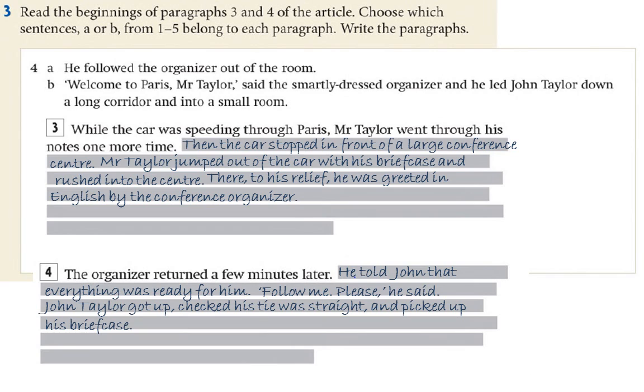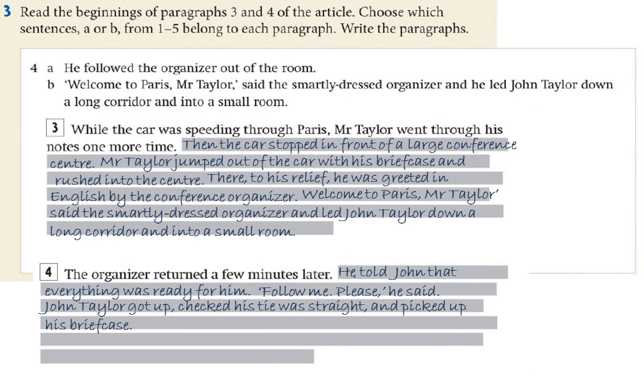And the second sentence, which is: Welcome to Paris, Mr. Taylor, said the smartly dressed organizer, and he led John Taylor down a long corridor and into a small room. This belongs to paragraph 3. And he followed the organizer, paragraph 4.